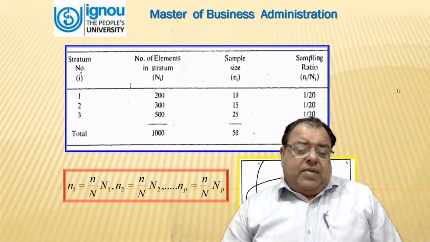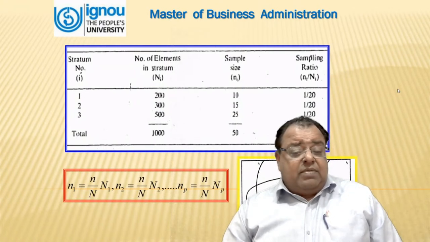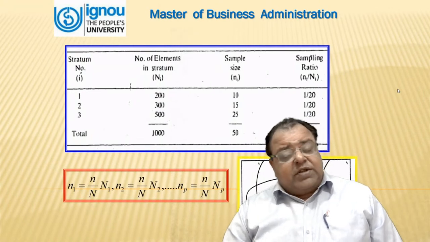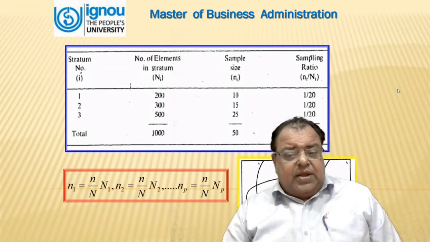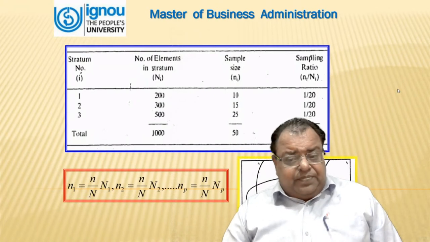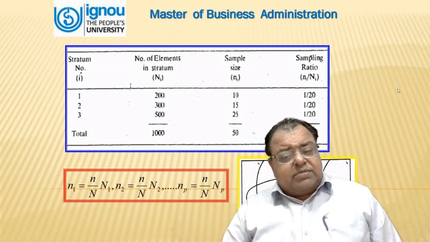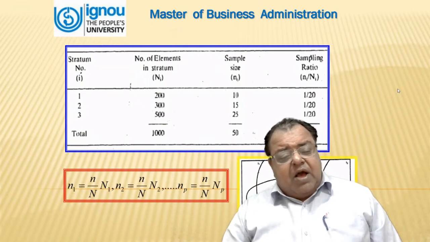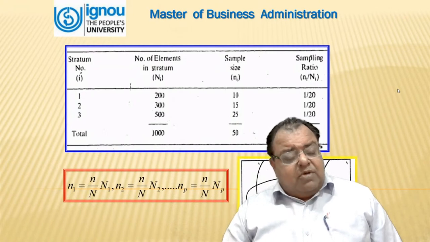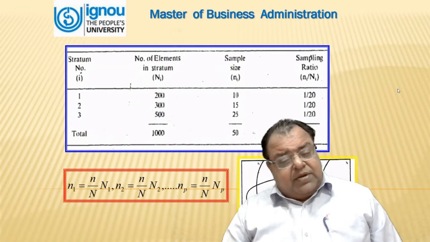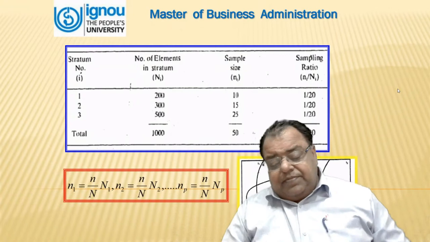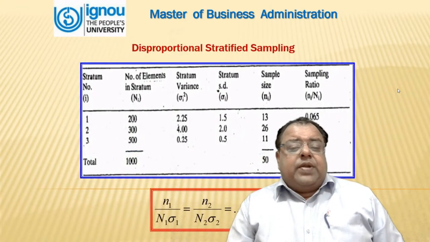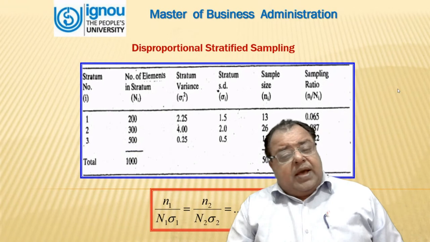Here's what we got. Numerically, if we talk about it in general, it will be 50 by 1000, which comes out to be 1 by 20. Similarly, if we add up the last column, that again comes out to be 1 by 20. So here, mathematically, we can see that small n1 is equal to small n by capital N into capital N1, and similarly it is for all strata. This is proportional stratified sampling.